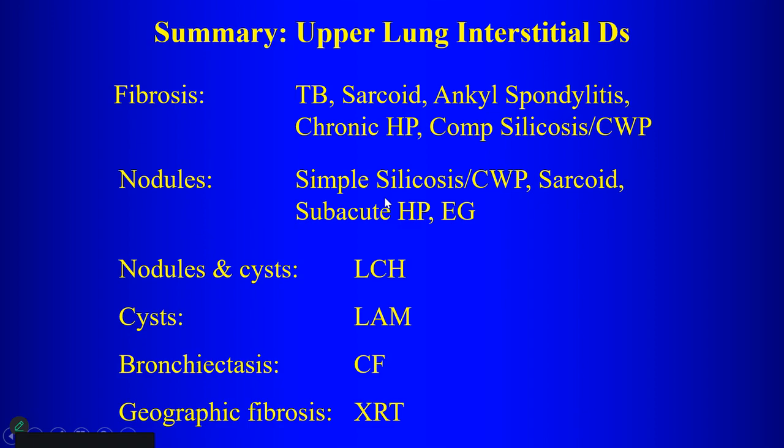If we have nodules, we can have simple silicosis or coal workers pneumoconiosis. Sarcoid, subacute HP, which gives you centrilobular ground glass nodules. LCH, nodules and cysts, we see that with LCH. Cysts, we can see that with LAM. Bronchiectasis, we'll see that with cystic fibrosis. And if we have geographic areas of fibrosis, we can see that with radiation therapy. Okay? Any questions?